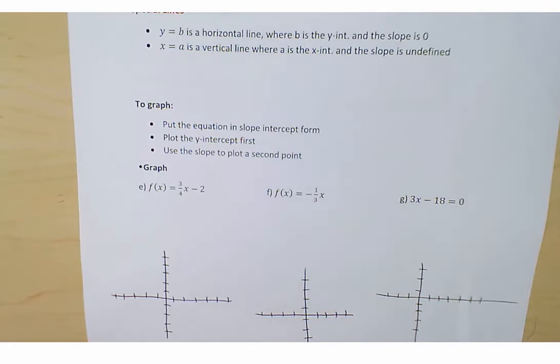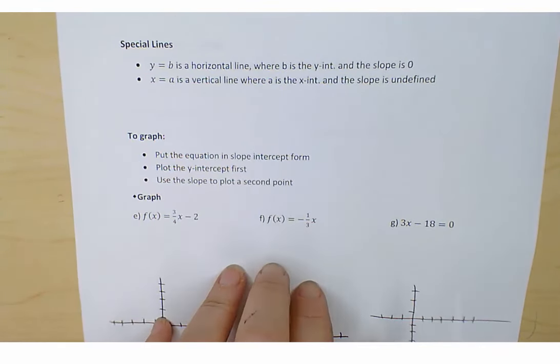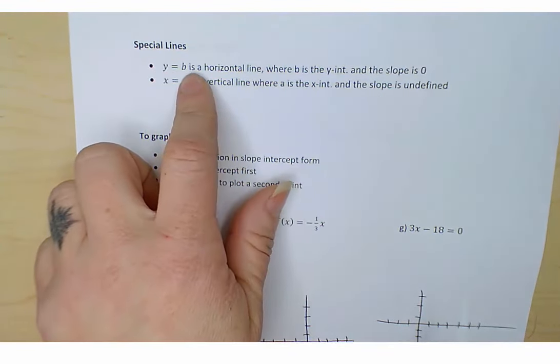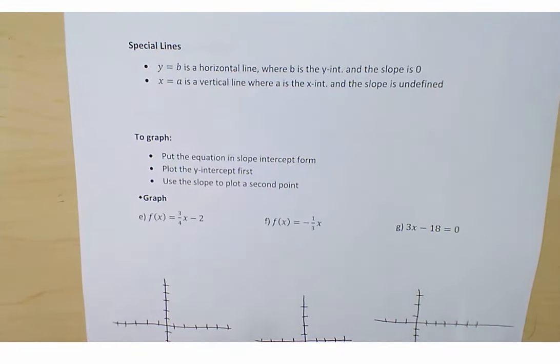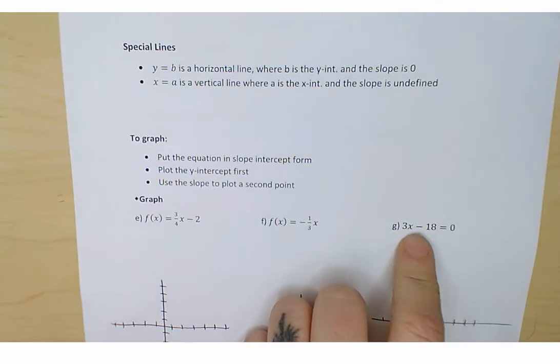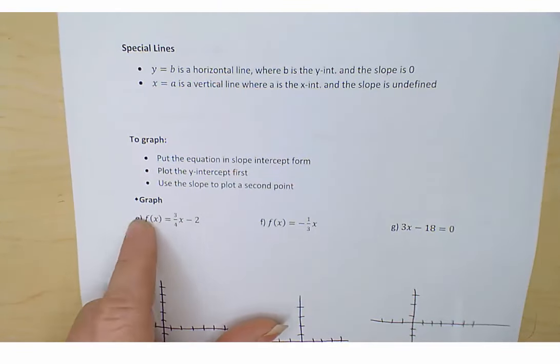Same thing pertains to graphing. You're going to have your special types of lines. Those special types of lines are called your horizontal and your vertical lines. A straight horizontal line is going to look like a y equals equation. A straight vertical line is going to look like an x equals. So maybe something like example G here, notice we only have an x in the equation, whereas most equations are going to have your x and your y.